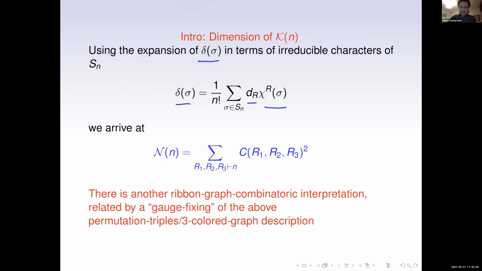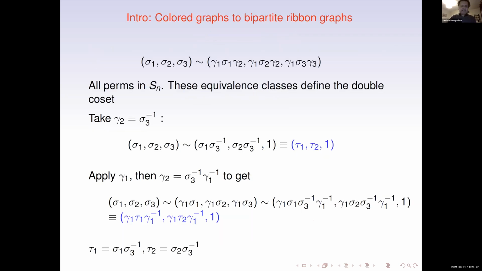So I will describe another graph theoretic way of thinking about the same counting, which is a ribbon graph theory way. And it's related to a gauge fixing, in physicist language, of that permutation triple. We had a sigma 1, sigma 2, sigma 3. We're going to simplify that description so that we just have a pair rather than a triple. And the way we can do that is the following. You have this sigma 1, sigma 2, sigma 3. They are equivalent to these ones.